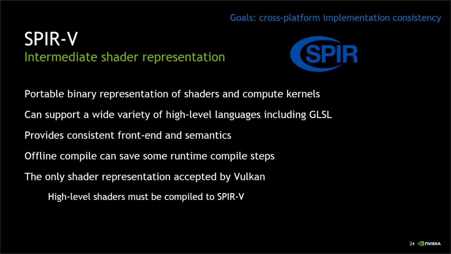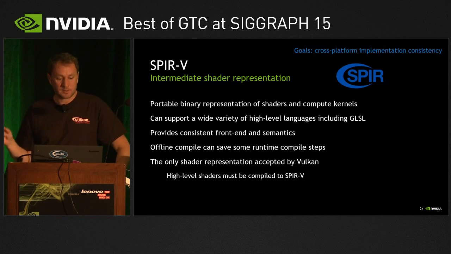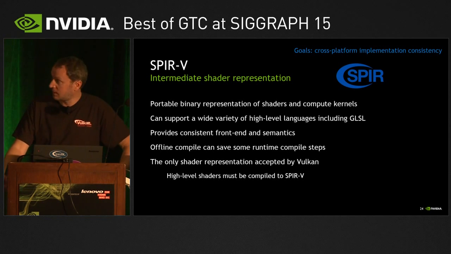The 3D pipe is described by a pipeline state object, which I'll talk about in a little bit. And the pipeline state object has shaders, and it has 3D state. For Vulkan, the only way to get a shader into Vulkan is by passing in SPIR-V.